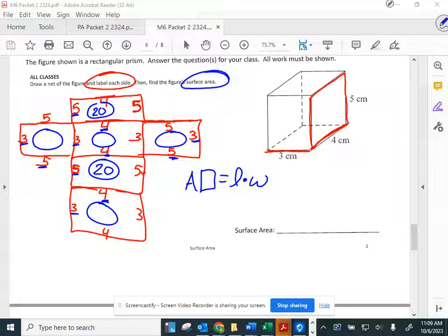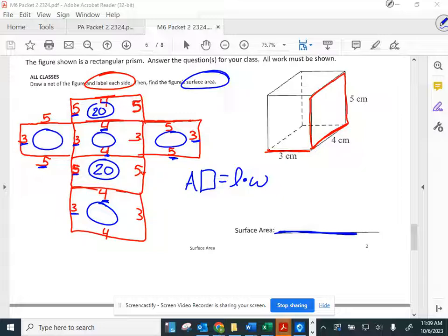What do I do with all of those areas? Hannah? I add all the areas up. That gives me my surface area. So I have to find all 6 areas of each of those faces, and then I add them for my surface area. And then I'm done with this page.